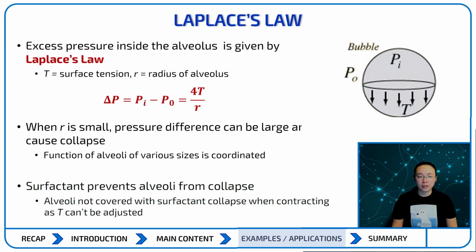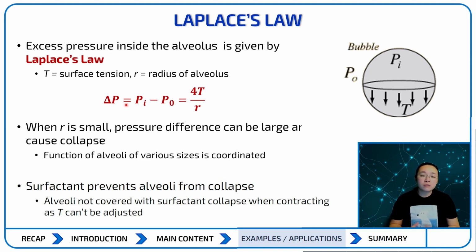In surface pressure or in surface tension topics, we do go through Laplace's law quite a lot. So Laplace's law is an equation that helps us calculate the pressure inside the alveolus. So the equation is delta P is equal to 4T over R. What this tells us is that we'll be able to calculate some sort of pressure on the outside and pressure on the inside, and how much tension is required to allow for those two to happen. So T is the surface tension and R is the radius of the alveolus.